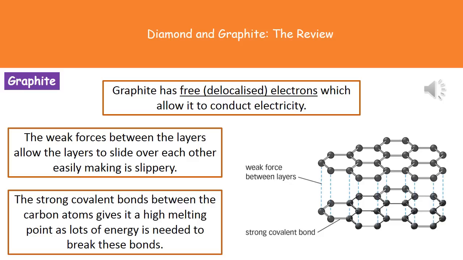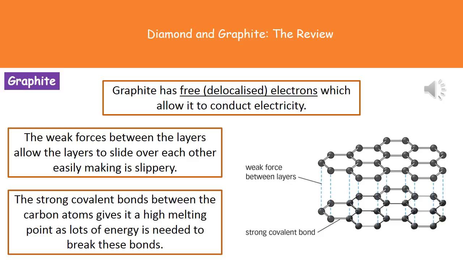Second one that we've got there, the reason that it's slippery, is if you look at the diagram, you can see those little dashed blue lines represent a weak force that's holding the different layers of the graphite together. Now, because it's only a weak force, it means that those layers can slide over each other very easily.